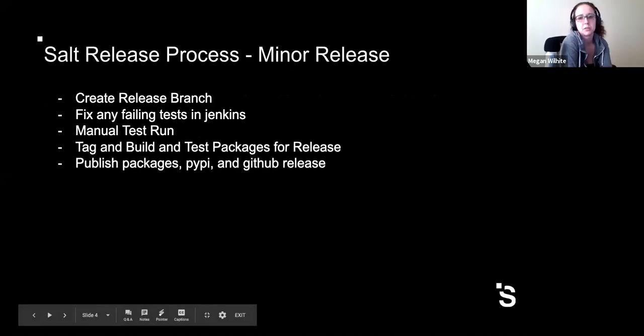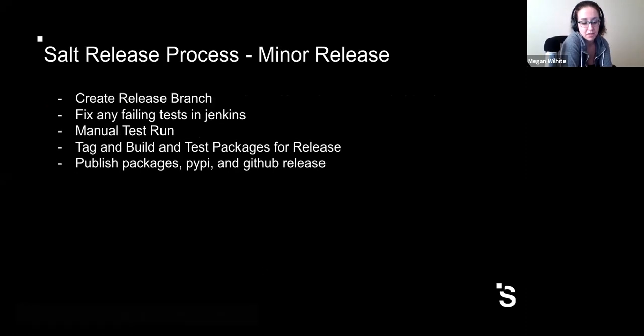All right, cool. So a minor release has fewer steps, but it is pretty similar in some of the steps. So the first thing we have to do is create a release branch. For example, the 2019.2.1 release we're working on right now, we've created a 2019.2.1 branch. So anything that's going to go into that release needs to make sure that's in that branch. And anything going into 2022 will go into the next minor release.